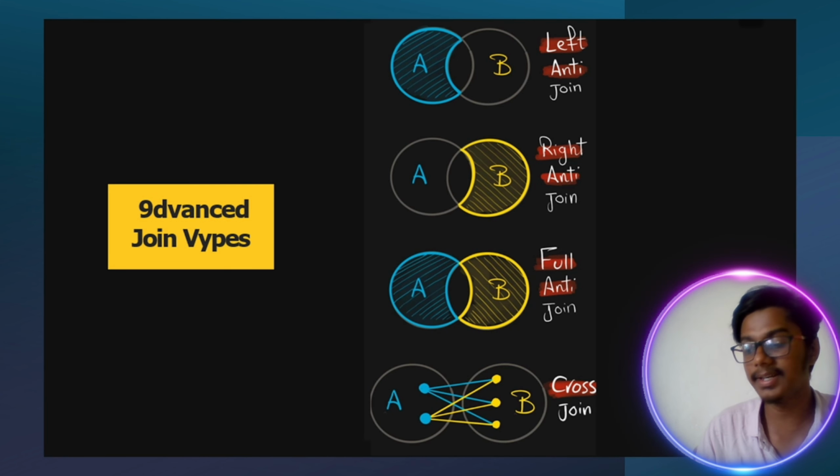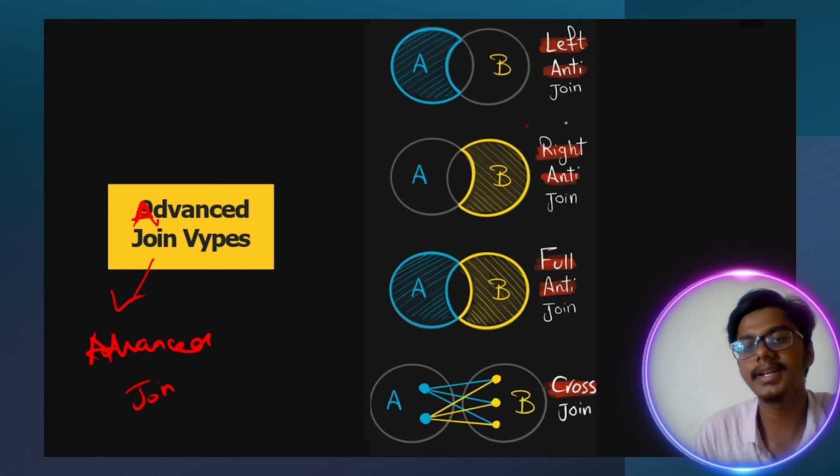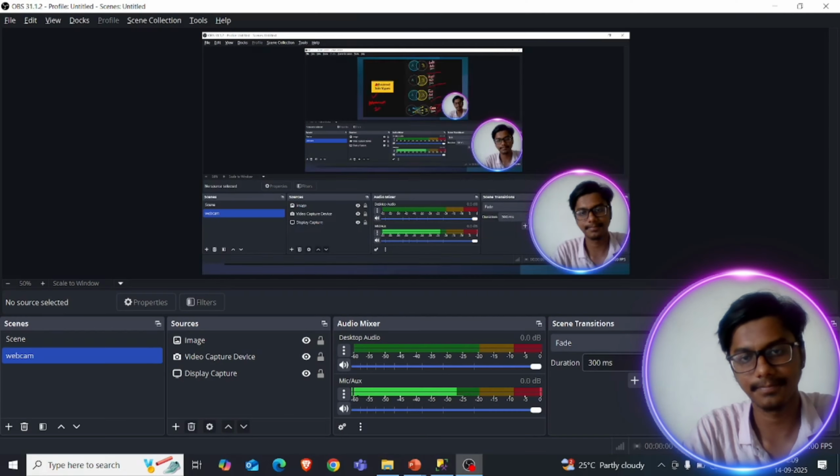Later we will get into the advanced sessions. Slowly we are getting into the advanced join types: left anti join, right anti join, full anti join and the cross join. These are the things we are going to cover in the next sessions. So let's get into it.